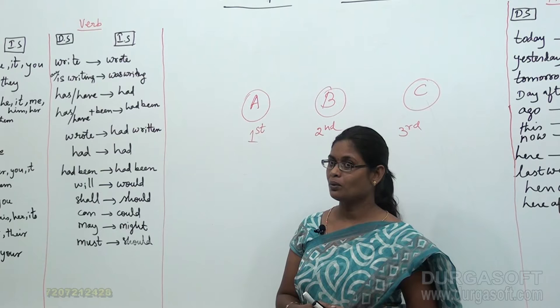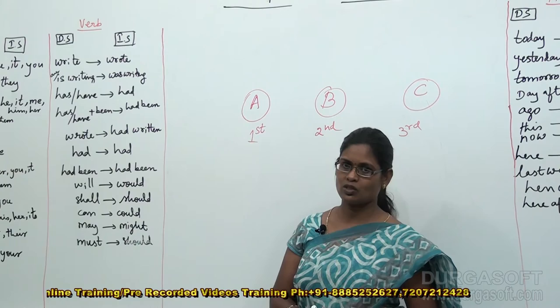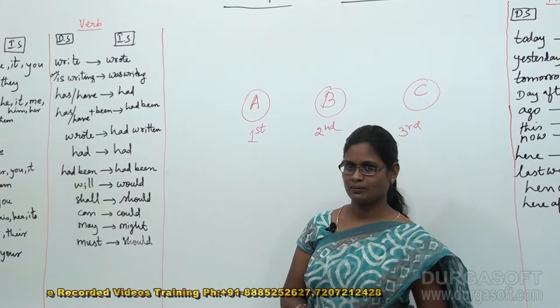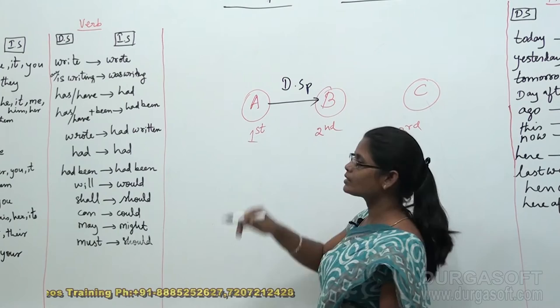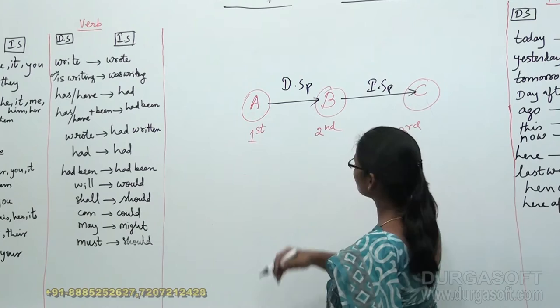So, when your friend tells you the secret, that will be your direct speech. And if you pass the same secret on to another friend of yours, that is going to be your indirect speech. Let's see how it's going to work. Your friend told a secret to you. This is your direct speech. And the same secret is being sent by you to one of your other friends. And that is your indirect speech.